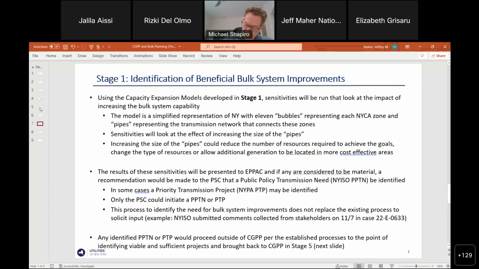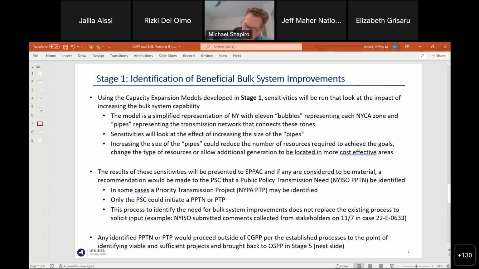Now, increasing the size of the pipes could reduce the number of resources required to achieve the goals. It could change the type of resources or allow additional generation to be located in more cost-effective areas. Or it could have really no impact at all. But this is what we will do with these sensitivities, is try to understand which interfaces are bottling renewables, which interfaces could be relaxed and provide benefits. And again, those benefits are really about lowering the cost of this generation build out.